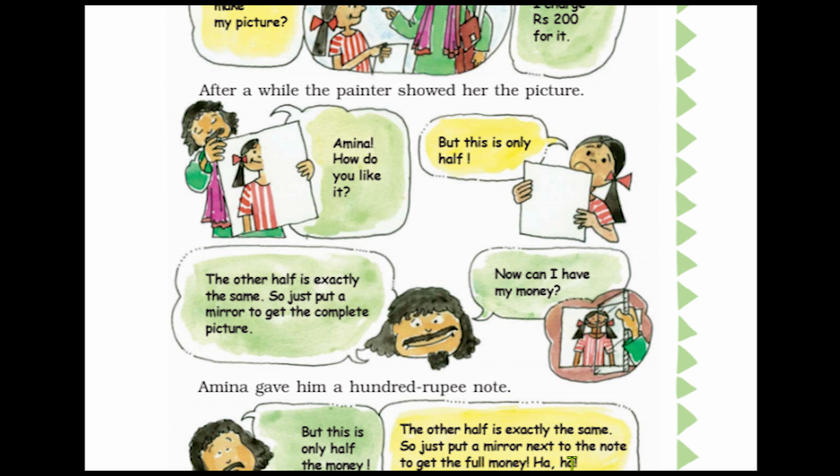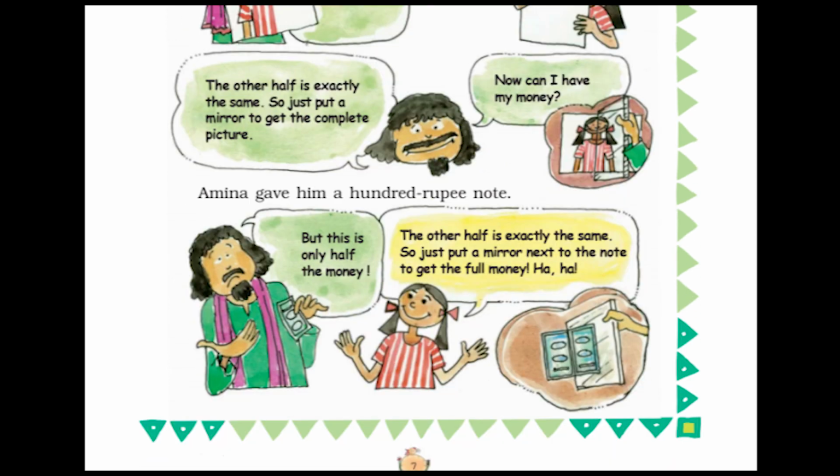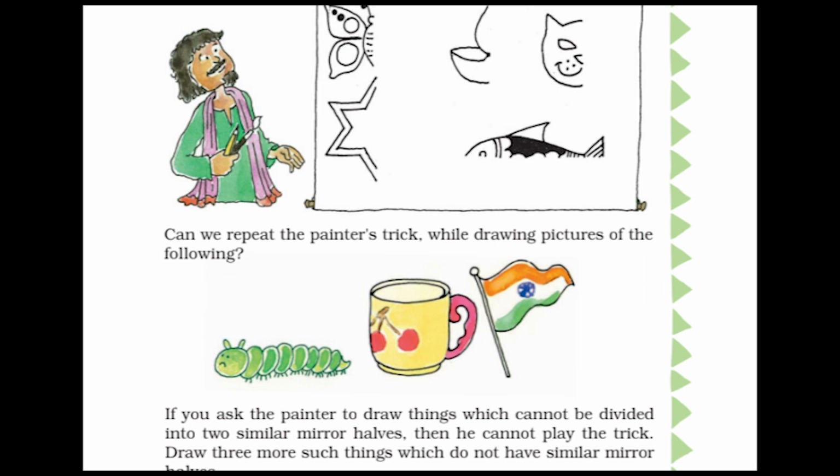So put a mirror next to the note and get the full money. Amina says, this is 100, and when you put the mirror, you will see the other 100 in the mirror. So Amina played a trick with the painter. The painter had made many such pictures in which he drew only one half of the things.